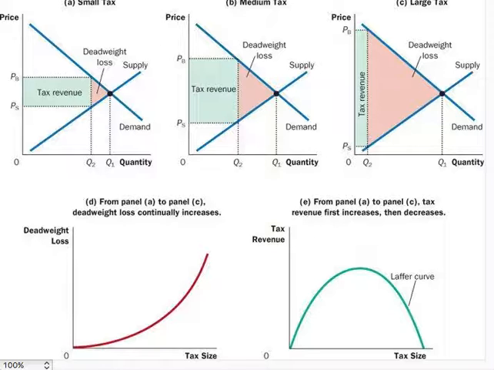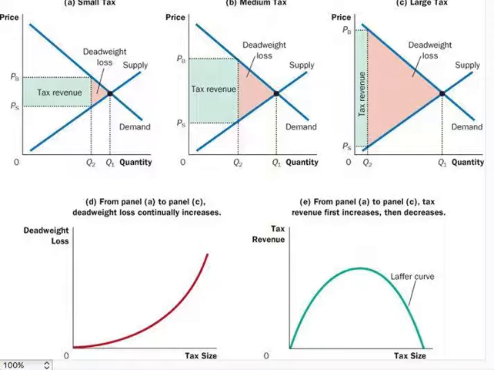The government's tax revenue is the size of the tax times the amount of the goods sold. As the first 3 panels of our figures show, tax revenue equals the area of the rectangle between the supply and demand curves. For the small tax in panel A, tax revenue is small. As the size of the tax increases from panel A to B, tax revenue grows.